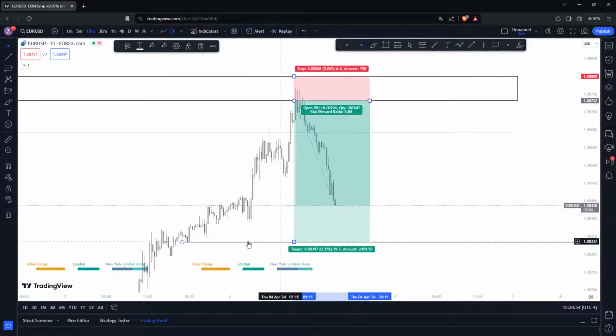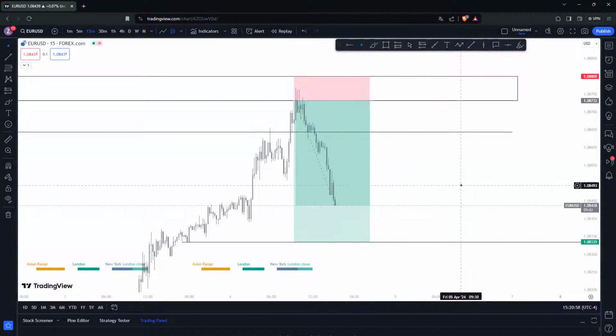So here, if we hit the TP, it's 5.84R. I don't suggest you take any partials along the way when you're trading phases, but if you're trading a live account, then you can feel free and go ahead.